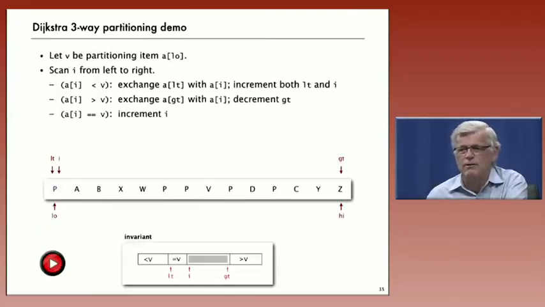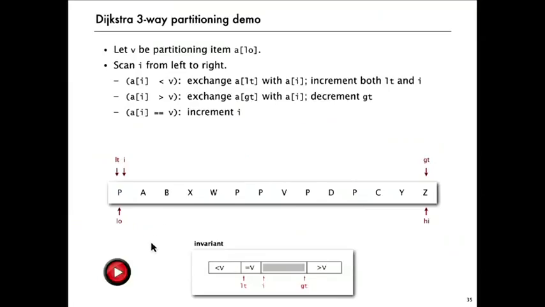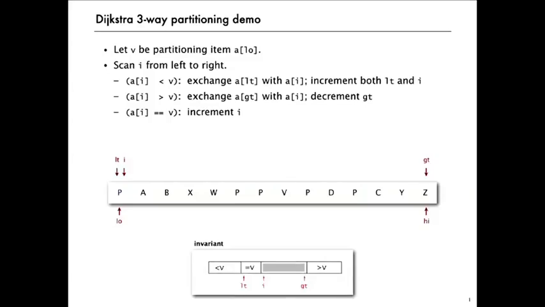So let's take a look at how it works with the demo. It's a bit more complicated than standard quicksort partitioning because there's more to do. Now we have our i pointer, which is right to the left of stuff we haven't seen yet. And then we have two other pointers that maintain these boundaries. Everything to the right of gt is known to be greater than the partitioning element. Everything to the left of lt is known to be less, and between lt and i is known to be equal. And all the method does is maintain this invariant.